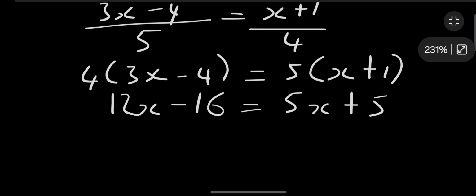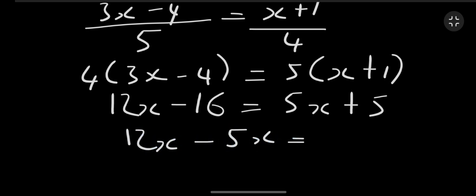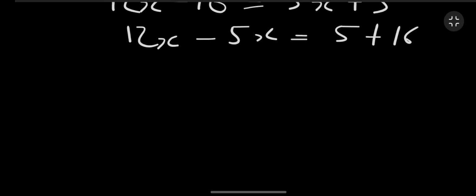So now we collect like and unlike terms. So we're going to put those ones with the x this side and those ones without x this side. So we're going to end up having 12x minus 5x is equal to 5 plus 16. So 12x minus 5x, that's 7x, and 5 plus 16, that's a 21.